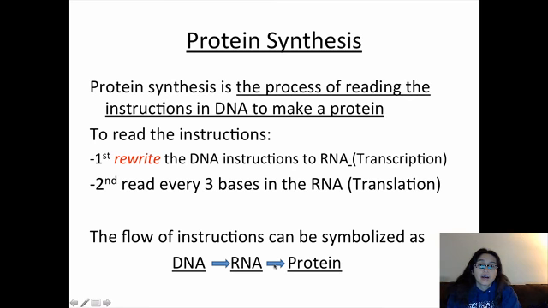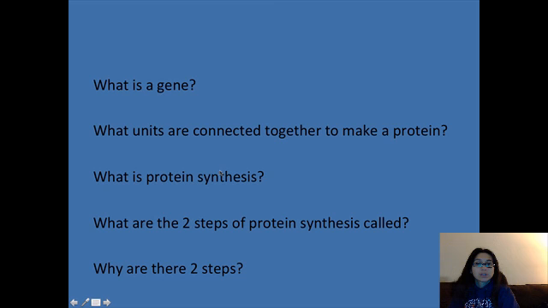All right, before we wrap up these notes, let's make sure you can answer these 5 questions. You should be able to answer each of these 5 questions before we move on to the next part of learning about protein synthesis, which is actually the 2 steps and what happens. First, what is a gene? Second, what are the units that connect together to make a protein? Third, what is protein synthesis? How would you describe what it means?